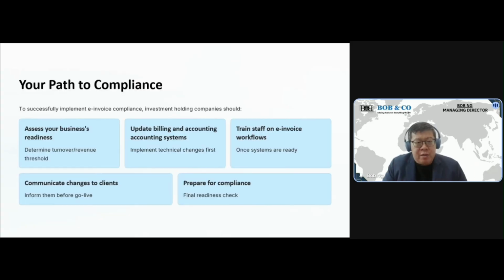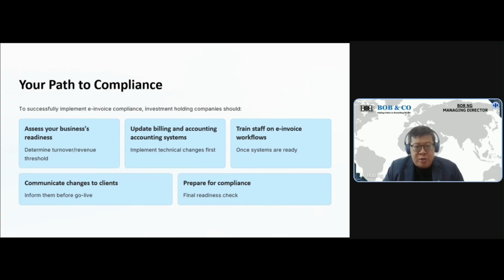So all being said, now is basically to summarize your path to compliance as an investment holding company, right? Again, in order to make sure you fully comply, you have to assess your own business readiness. You need to determine your turnover and revenue threshold because that will determine when you have to get registered for e-invoicing. And second thing is you need to start updating your billing and accounting systems if you are hitting the threshold to get e-invoice registered, right? Because not all accounting software would be able to support the e-invoice requirement.